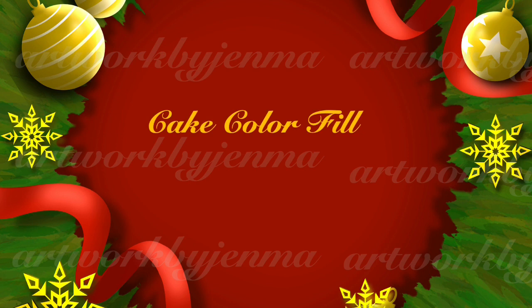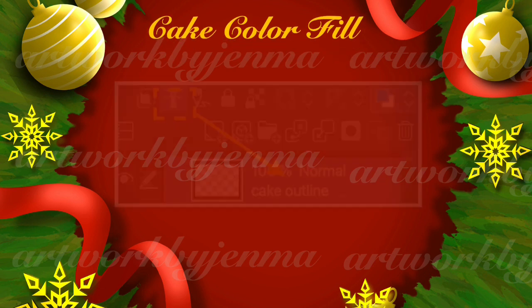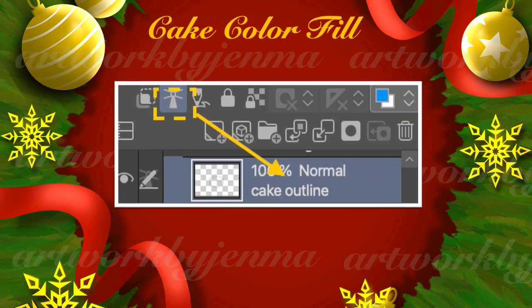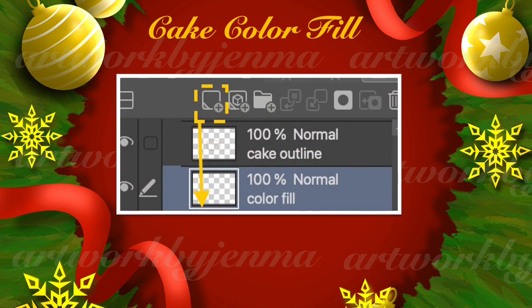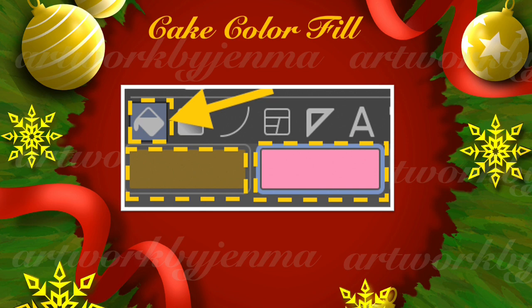Let's proceed to Cake Color Fill. Click the cake outline layer, then click the Set as Reference layer icon for color fill later. Click a new raster layer for the cake's color fill, label it, and place it under the cake outline. Click the Fill tool, choose the color you prefer.